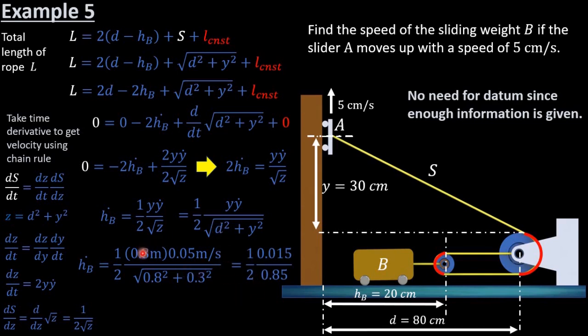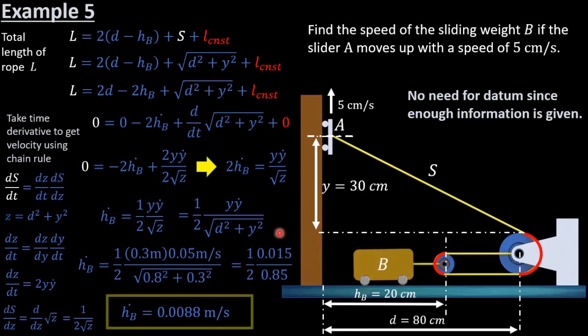So the top there, all multiplied, gives 0.015. The bottom here will give 0.85. Multiply that by a half, I get h sub b dot equals 0.0088 meters per second. And that is the velocity of this sliding weight. And that is the answer to this question.